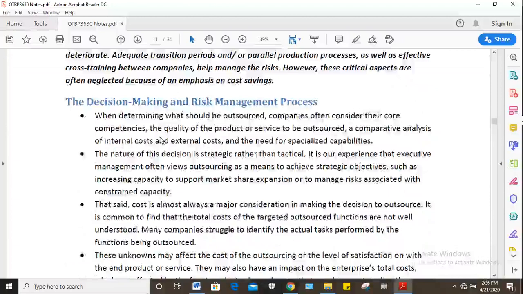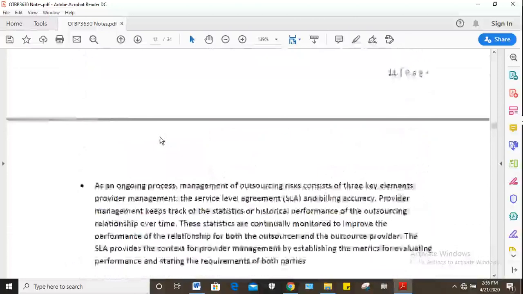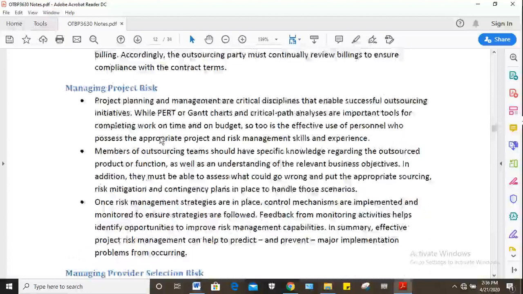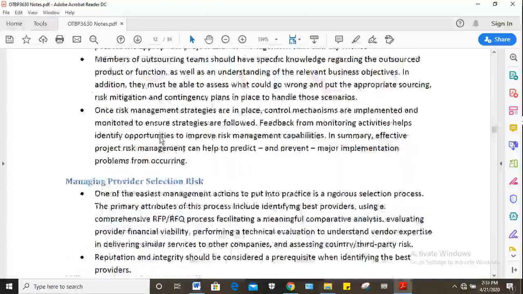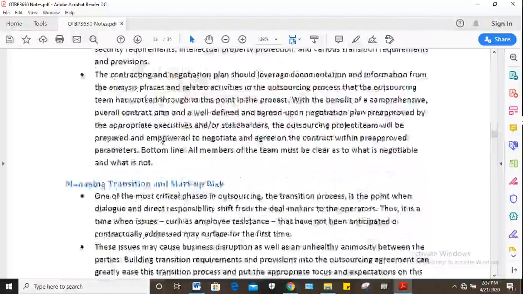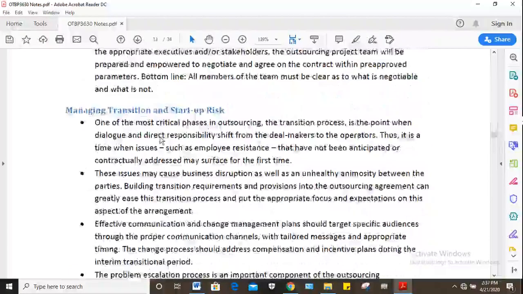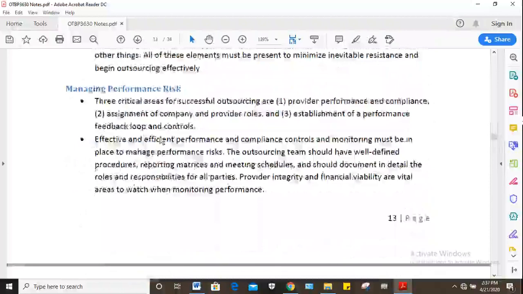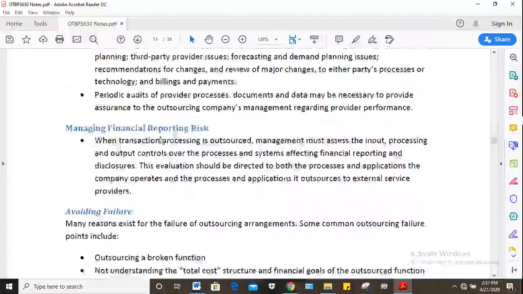Then in this section, the decision making and risk management process, we look at how these risks can be overcome or mitigated. So that's what you will get in that particular section. So there's managing project risk, managing provider selection risk, managing contracting and negotiation risk, then also managing transition and setup risk, then managing performance risk, then managing financial reporting risk.